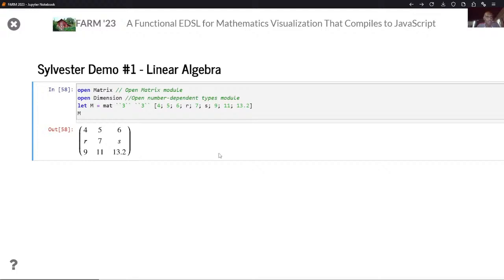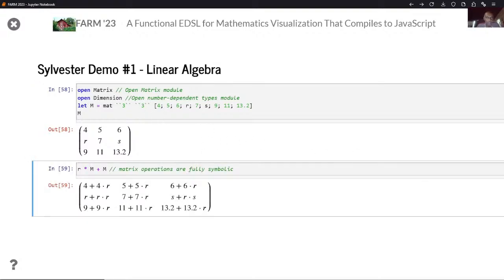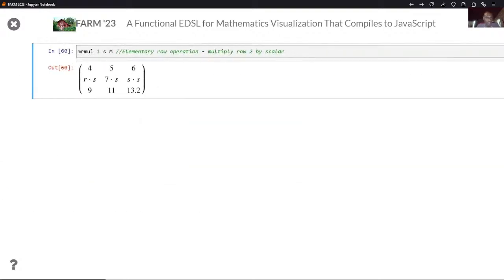Okay, and the same thing for a matrix. Now, matrices use number-dependent types, which lets us express the number of rows and columns in a matrix as part of the type. So we can define a 3x3 matrix here. And we can do simple algebraic operations on the matrix.